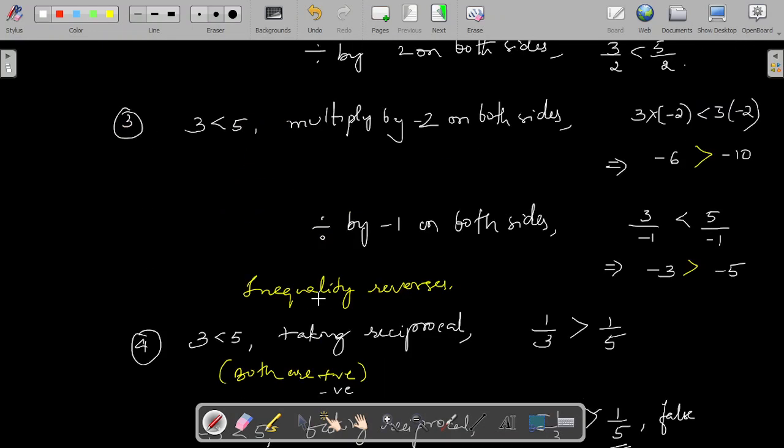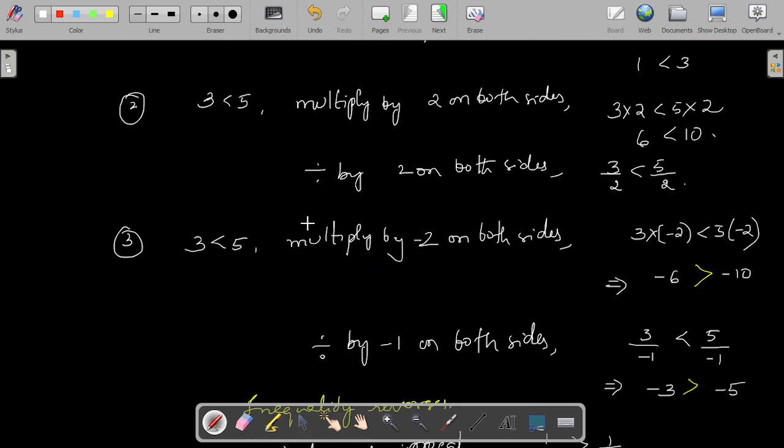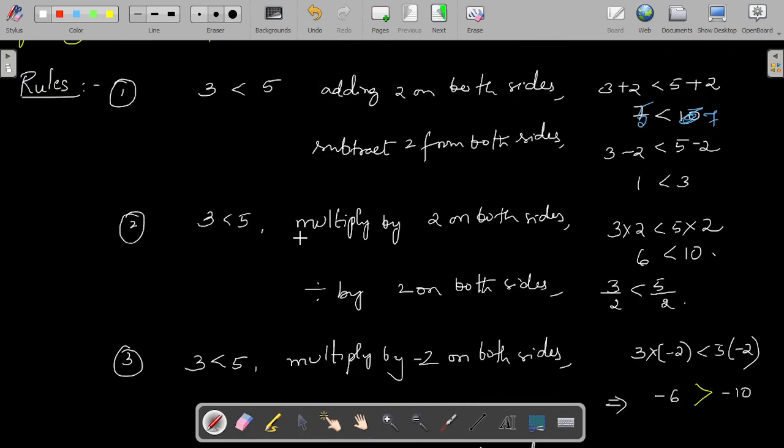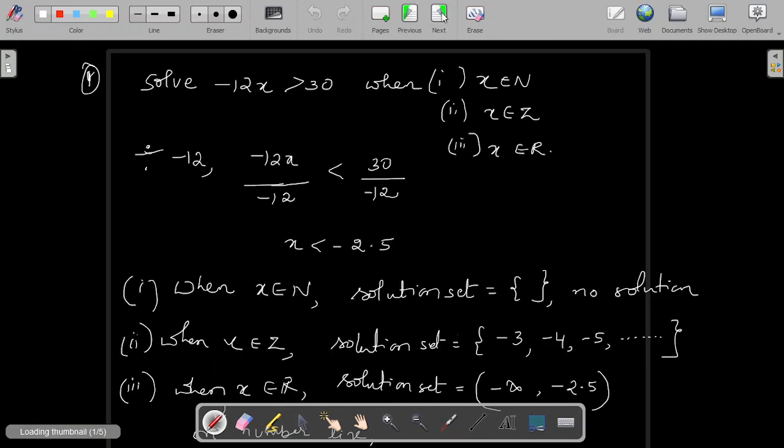So these are the rules while solving a linear inequality. These rules we have to keep in mind while solving problems involving linear inequalities. Let's see how to solve the problems. The first one: solve minus 12x is greater than 30. This is the given linear inequality. We have to find all those values of x which will make the given inequality a true statement.